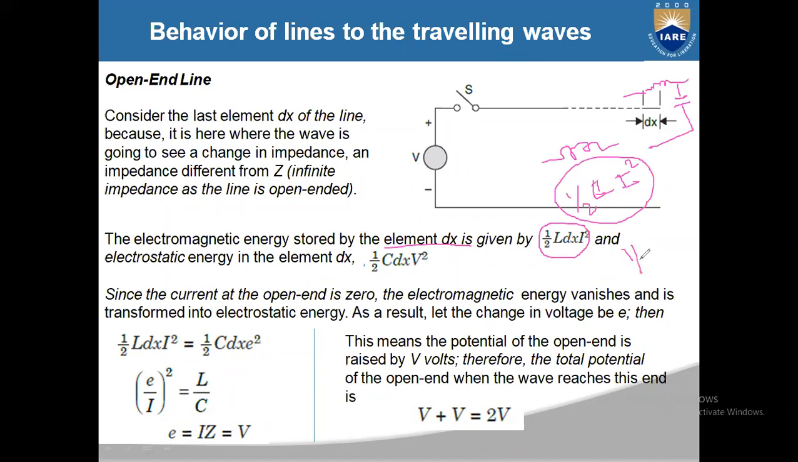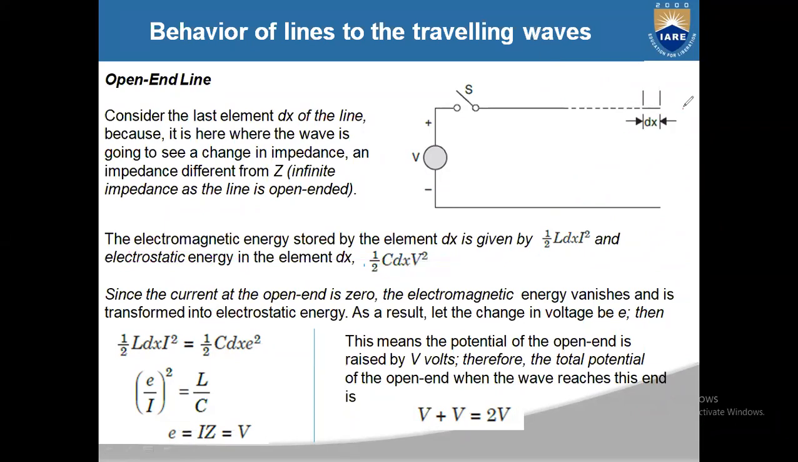In the case of capacitance, the energy stored in the capacitance will be half C V square. This energy is the electromagnetic energy and this energy is the electrostatic energy. For this small element dx, the inductance will be L into dx, so in place of L you write L dx. Similarly, the capacitance will be C into dx. So now the electromagnetic energy stored in the element dx is half L dx I square, and the electrostatic energy is half C dx V square.